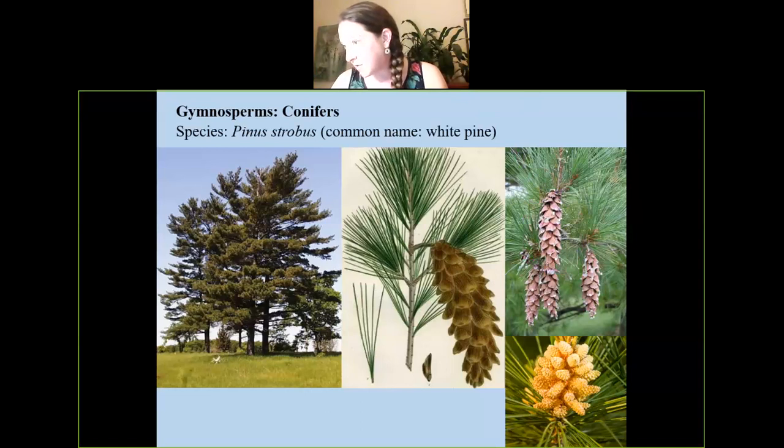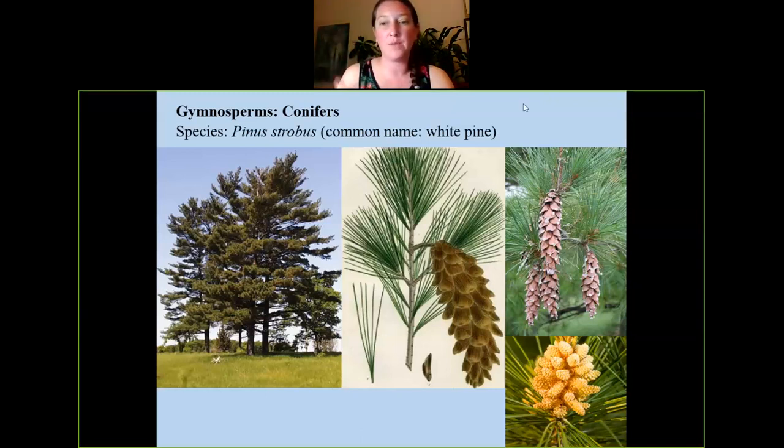Let's see what the lab manual says. White pine is another example of an evergreen tree. So it's evergreen. And it's also monoecious, right? Another example of a species that has male and female reproductive structures on the same plant.